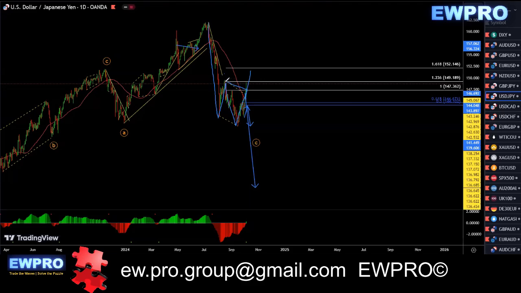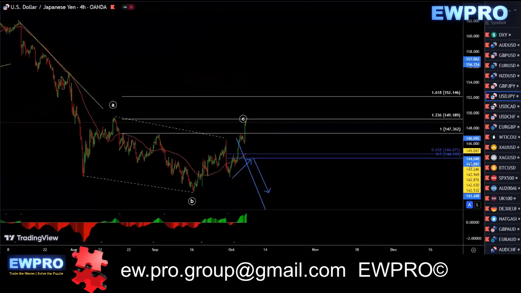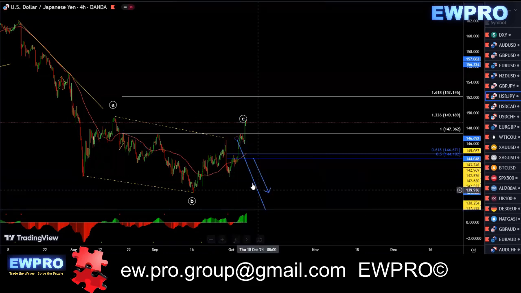And again, it may be a lot more complex correction like GU. I was looking for this C up. We got the C up. We were looking at this A, this B, and we were looking for this C up to the 100 fib. Well, it's got up to that 100 fib, and it's just about up to that 123.6. There really isn't a sell set up on it.